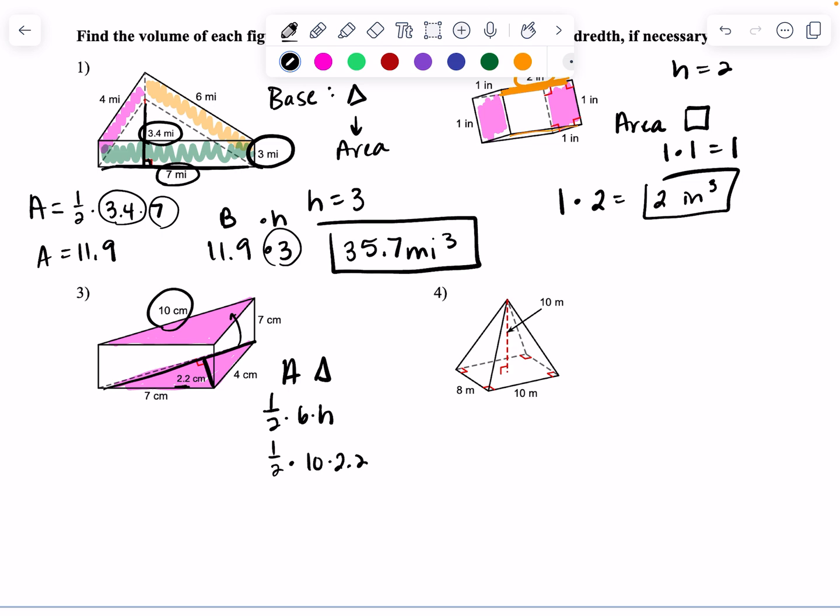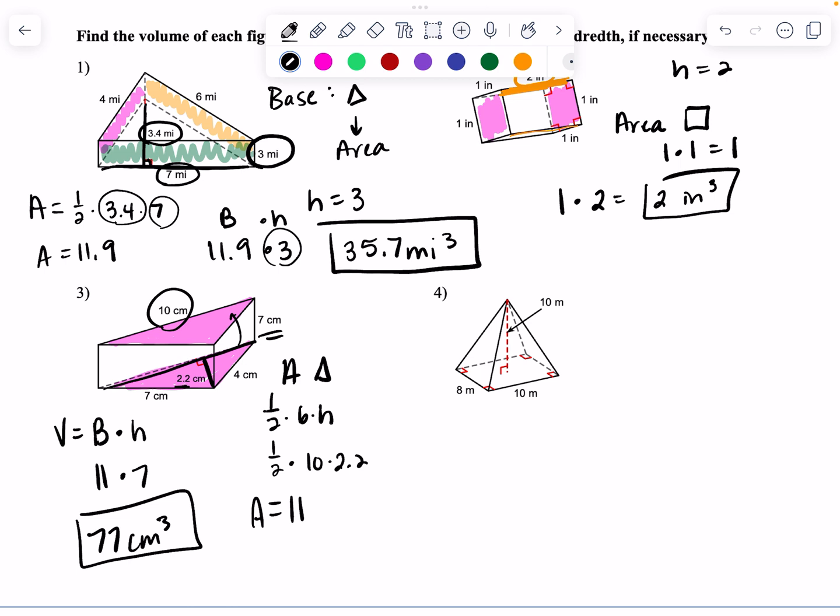Okay, so I've got that math that I have to do here, 2.2, which is 11. Okay, so this area equals 11. And so now that I have the area, I'm going to do the volume equals area of the base times the height. So area of the base is 11. And the height, remember, is the distance between the two. And that's 7. So this has a volume of 77 centimeters cubed.